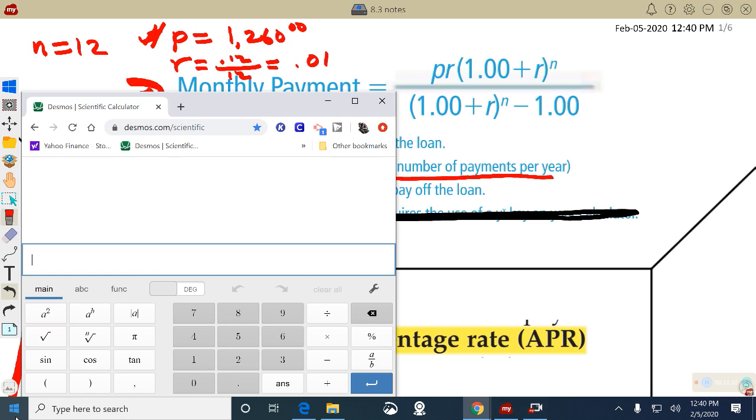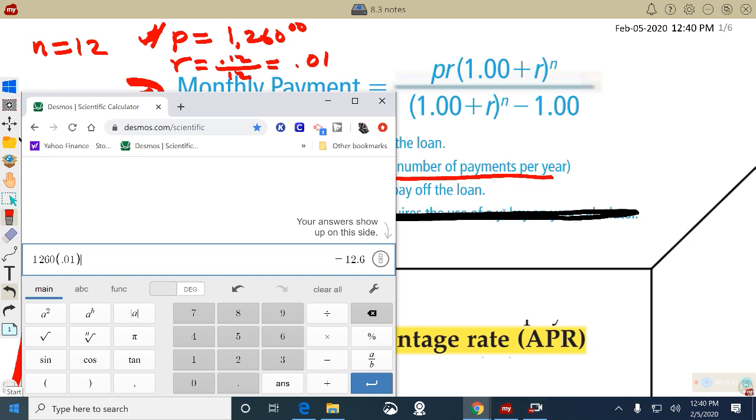Watch me do it. There we go. So let me just follow this. P times R. All right, okay, P was 1260. Watch me. 1260. I'll put times in parentheses. I'll put the R, 0.01. Okay, I'm going to put it into the parentheses, 0.01. So right now, don't write anything down. Just watch me do it because you're going to practice tomorrow.